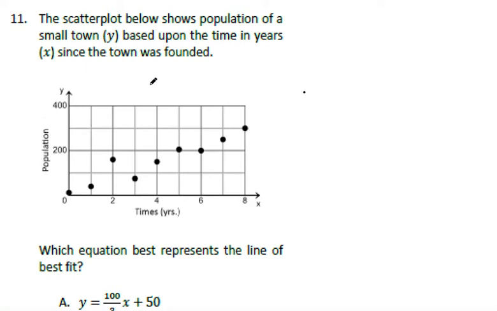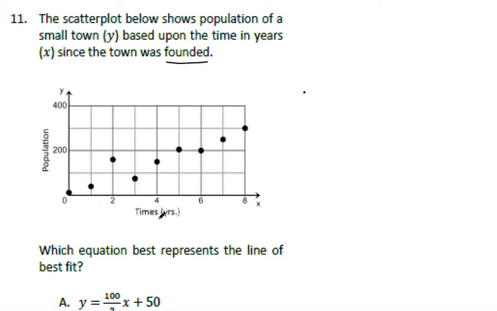Number 11, the scatter plot below shows population of a small town, Y. The population is Y, based upon the time in years X since the town was founded. Founded means since the town existed. All right, so which equation best represents the line of best fit?